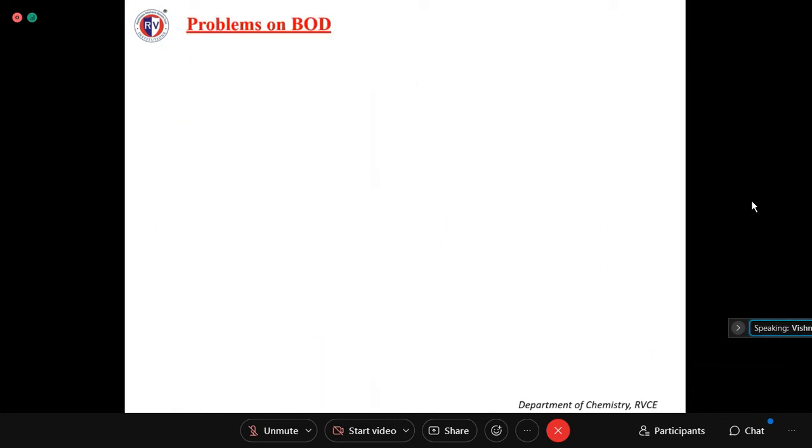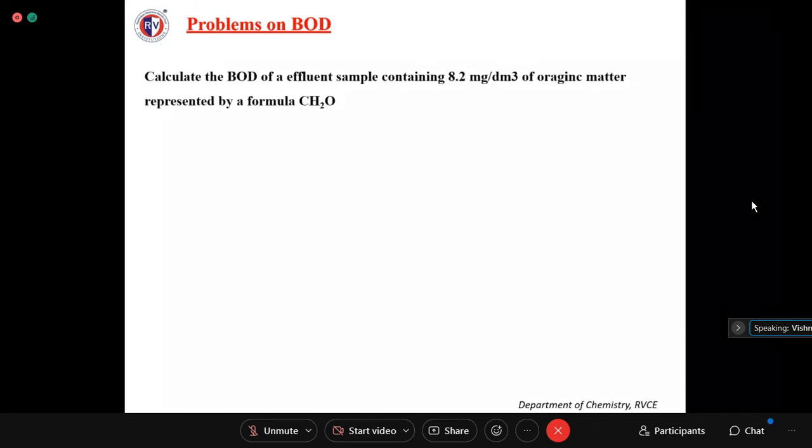Okay. Next one, it is totally different. In BOD, that one problem is there; another problem of this type will be there. Calculate the BOD of an effluent sample containing 8.2 milligram per dm cube of organic matter represented by the formula CH2O. What is CH2O? It is formaldehyde, HCHO. If I give the problem like this, it doesn't contain a blank value or day 1, day 5, sodium thiosulfate, nothing. Directly I have given this much amount of waste and the formula of waste, that's all. You have to calculate BOD of the sample.